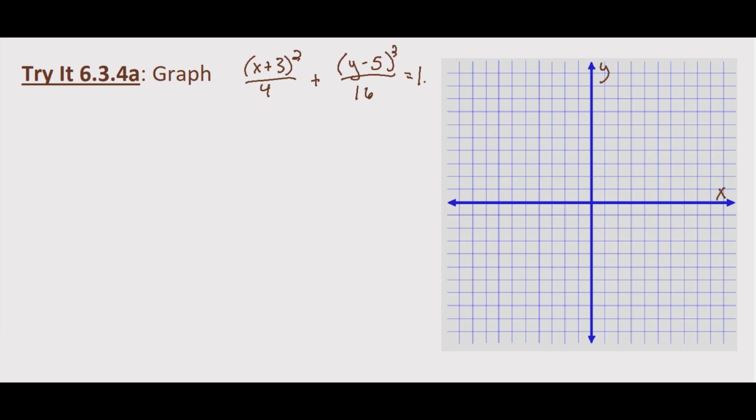We find the center and then we look at going a and b. Remember, under the x squared term is a squared. Under the y squared term is b squared. So we want to take the square roots of those to find a and b, and then we'll go that many units in each direction from the center. So first off, we know it's going to have a vertical major axis because what's under the y squared term is greater than what's under the x squared term.